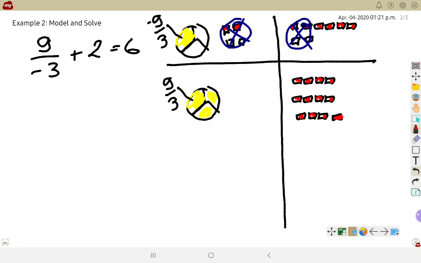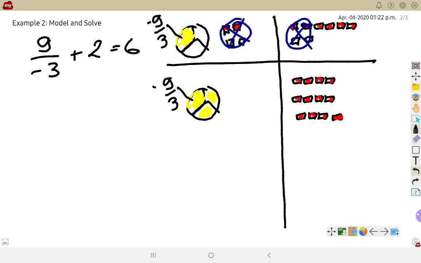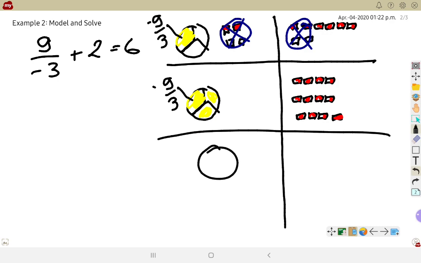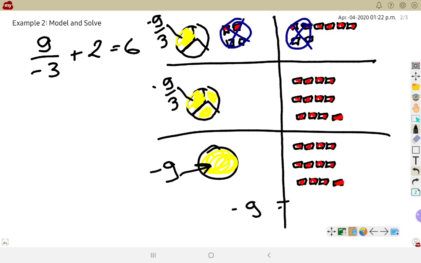So what we have here is we've colored in the whole thing, but remember we were working with each section was a negative g over 3. So now that the whole thing is colored in, that's great, except it means that I now have a negative g. Okay, so I've got negative g is equal to my positive 12. That's a problem because I don't want negative g, I want positive g. So I have to flip everything and write it as positive g is equal to negative 12. I just do the opposite sign on both sides.